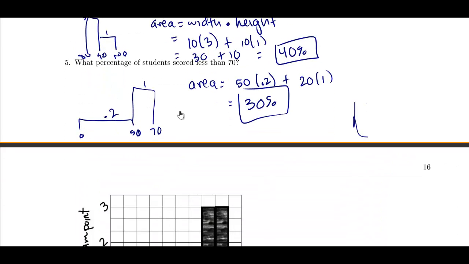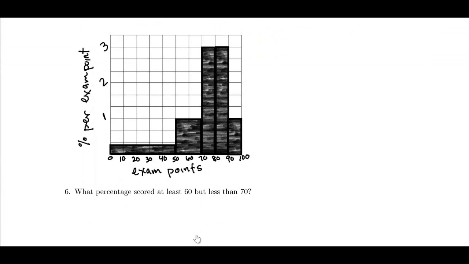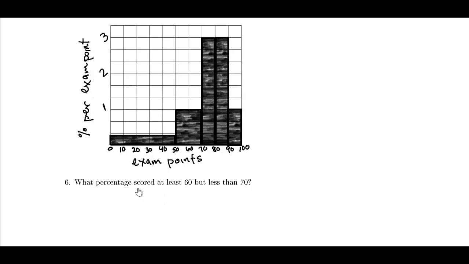If we turn the page, I've reproduced the histogram for us so that we can continue working on this problem. This is just our same problem. So number 6, what percentage scored at least 60 but less than 70? So this one's interesting because 60 wasn't actually one of our dividing points. Okay, so we're looking for this rectangle right here, and that's why we assume that all of our points are equally spread between the 50 to 60 and the 60 to 70. And so we would just draw it out. So from 60 to 70, we had a height of 1.